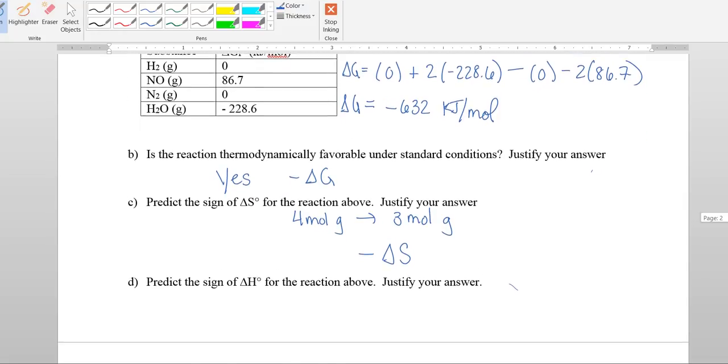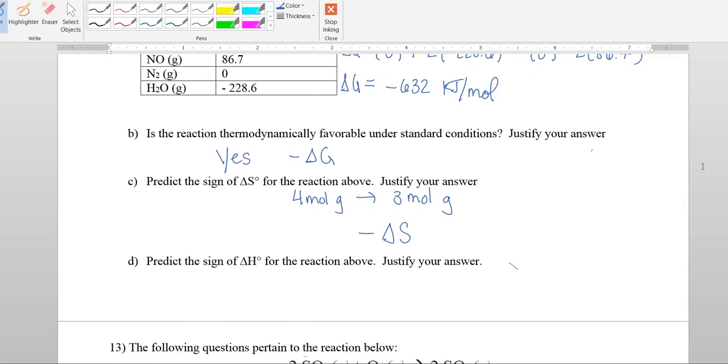So thinking about delta H, what is the sign of delta H? Do they give us any info about H? Not really. So we have to think, what do we know? We know the sign of G, we know the sign of S, and we know an equation that relates those things. So delta G equals delta H minus T delta S. I know that G is negative, and I know that S is negative. So the question is, what is this thing right here?